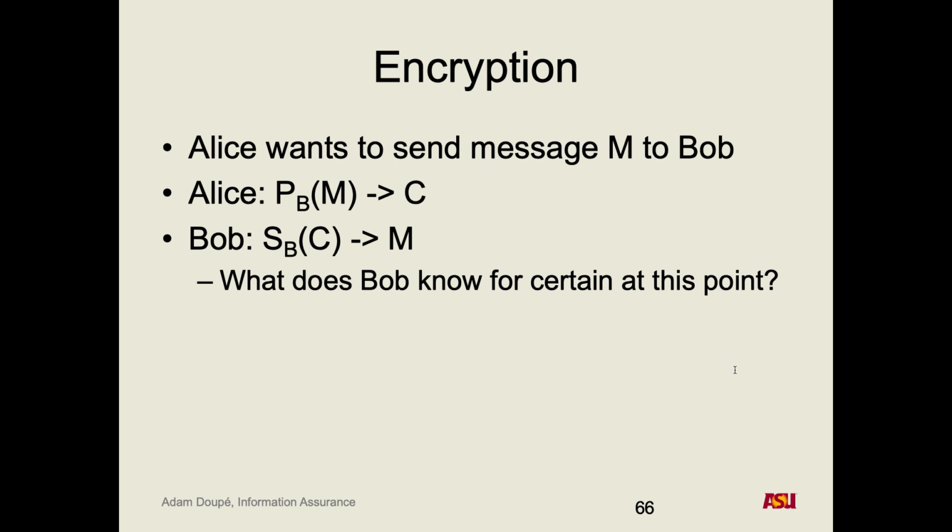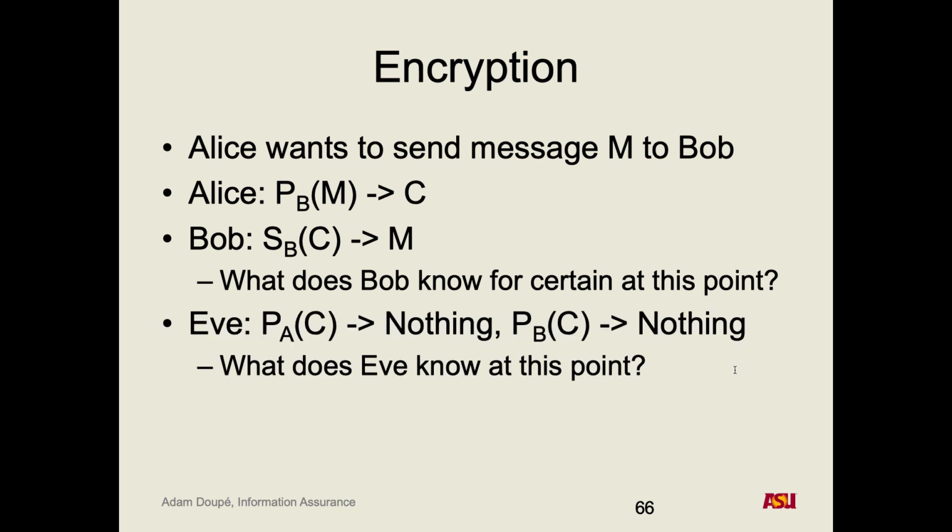So Eve takes the ciphertext and tries to decrypt it with Alice's public key. Yeah, it'll return garbage, right? It doesn't work. It's not going to return the message for certain. What about Bob's public key? Yeah, same thing, nothing. So what does Eve know at this point? Not nothing. Eve doesn't know nothing. What does she know?